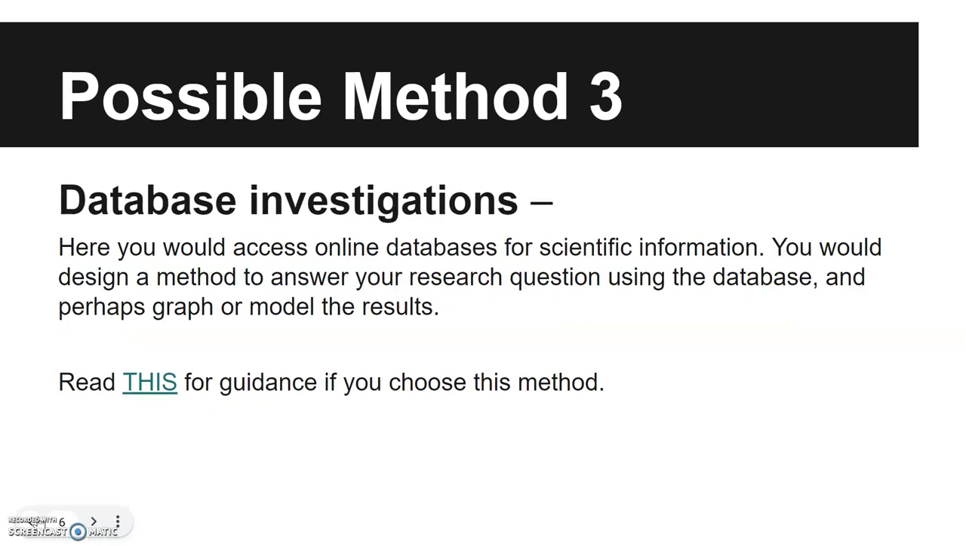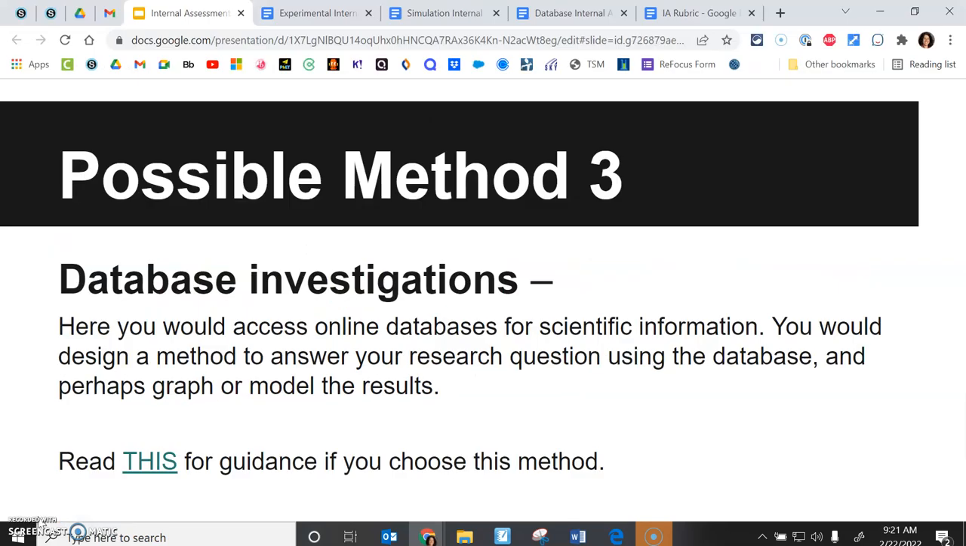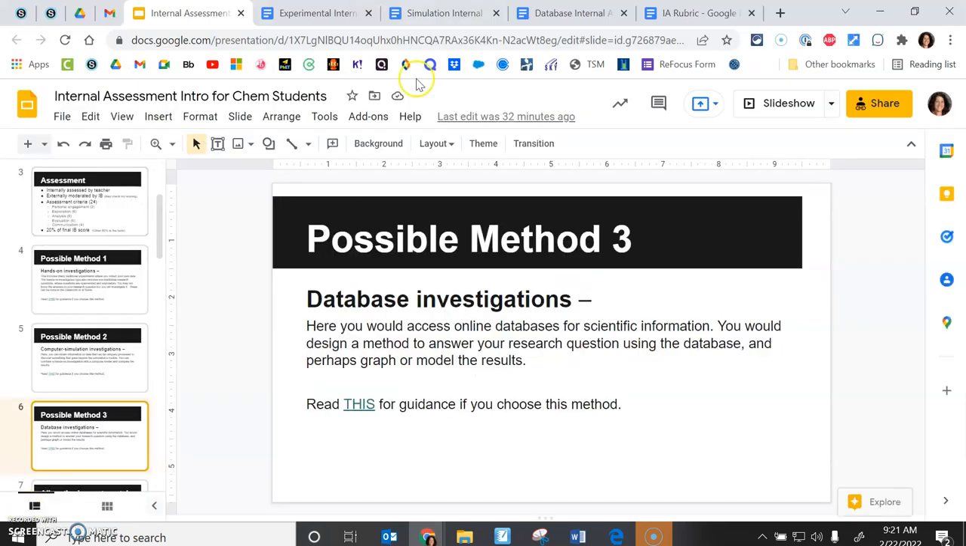The third possible method is a database investigation. This is where you're not completing it at all, whether it's a simulation or in person. Someone else has completed an experiment and you're looking at the data from theirs and you're looking at it in a different way. Possibly you're looking at databases or 2 different data sets from different experiments or different times or something they didn't compare in their experiment. And then graphing or modeling it somehow in a different way. So let me show you a little bit more about these.